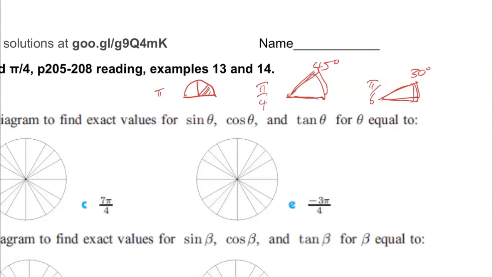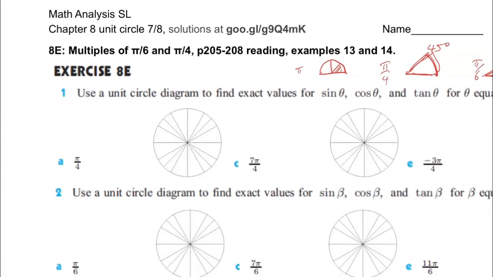So it's 45 degrees, right? Pi over 6, which is 1/6 of the semicircle, it's this thin slice here, it's 30 degrees, okay? So we're going to be working with these special angles.